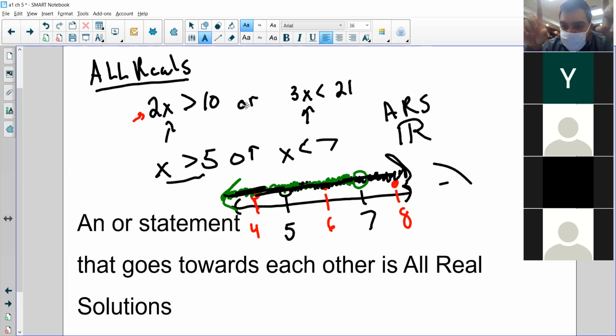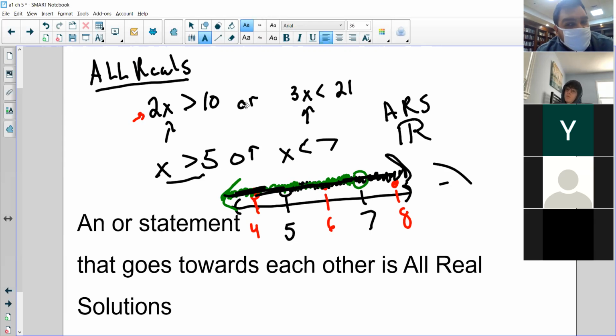So notice how that's awkward. When an or statement goes together, it causes an all real solution. Can anyone guess what's going to be a no solution? When they don't go together, when they go opposites, like one goes to the left and one goes to the right, and they don't cross over each other.